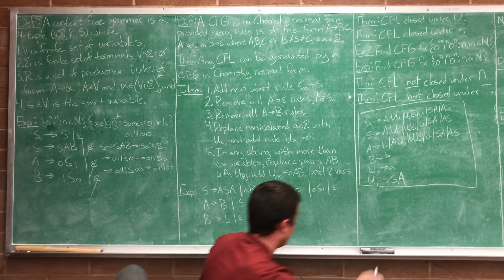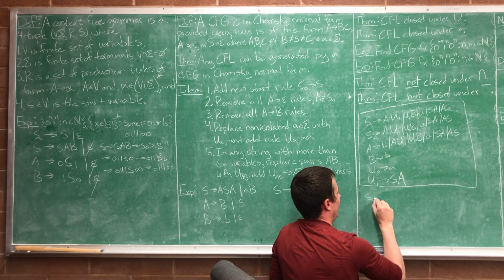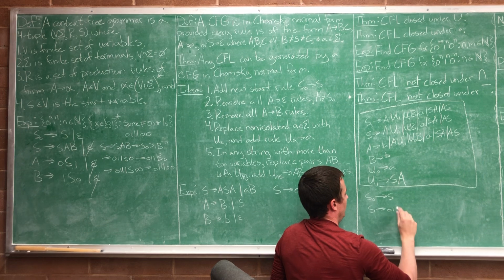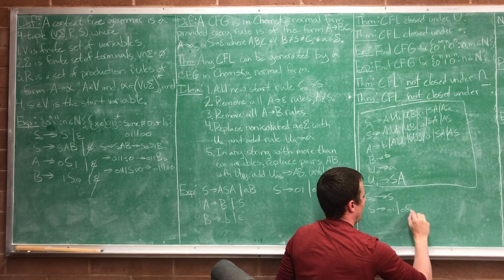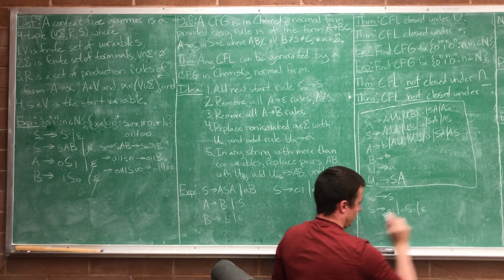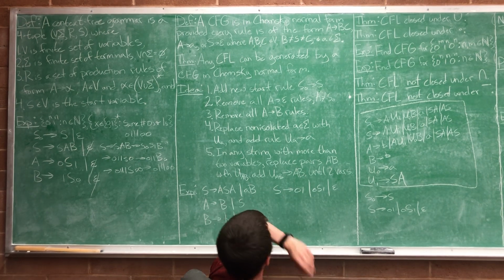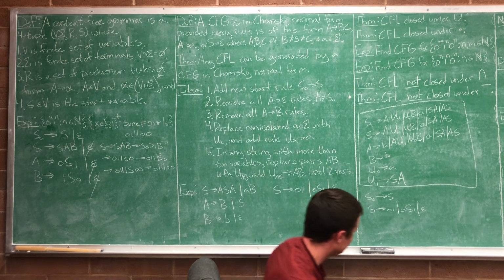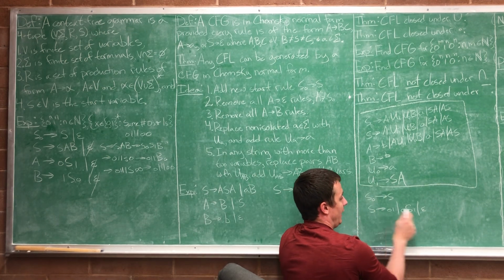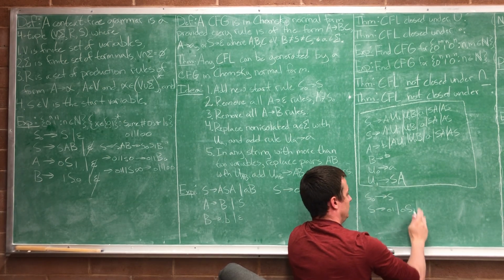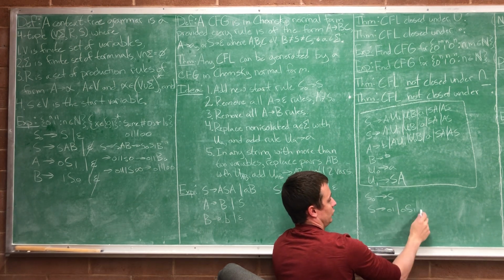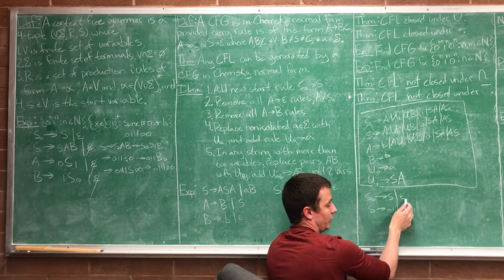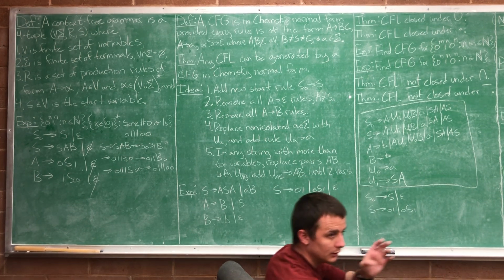So first we add a new start variable. So we have S naught goes to S, and we have S goes to 0, 1, or 0, S1, or epsilon, right? Step 2, remove all epsilon transitions. So if we no longer allow S to go to epsilon, S naught could have gone to S, could have gone to epsilon, so now we need S naught goes to epsilon, and that's valid. We can have our start variable goes to epsilon in Chomsky normal form.